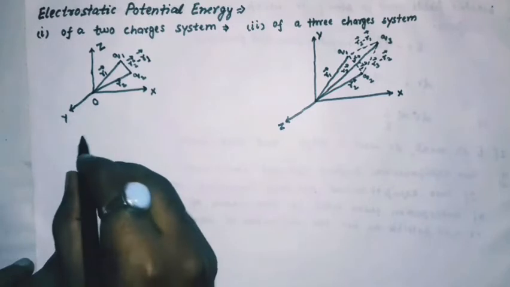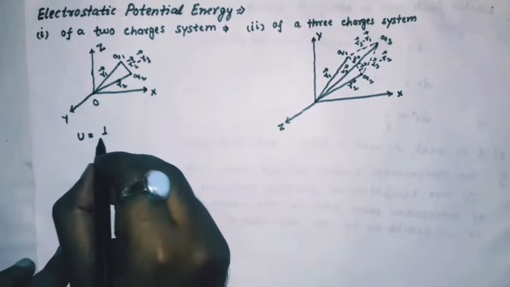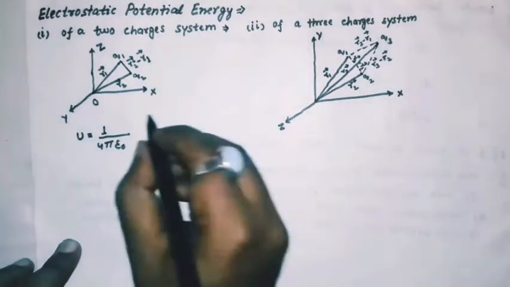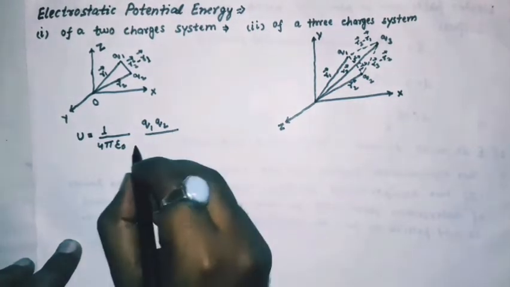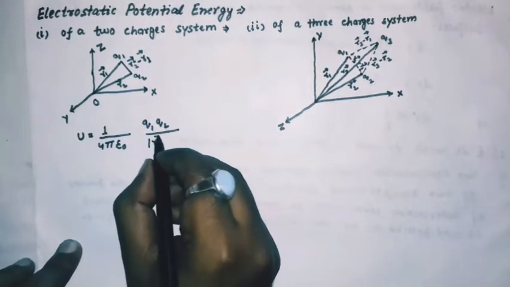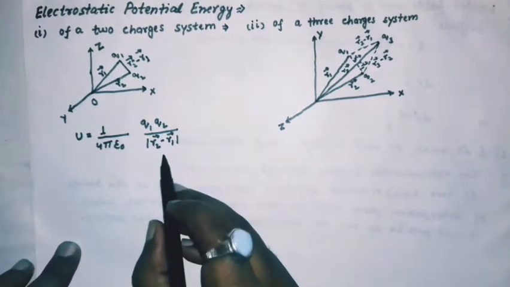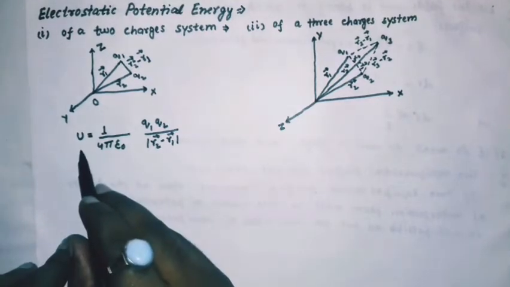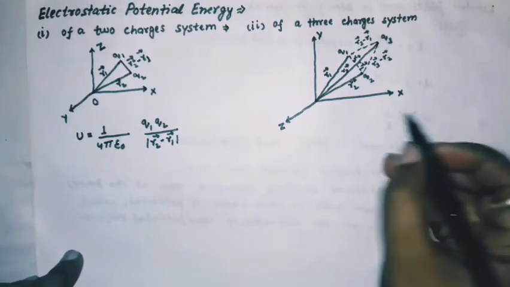and the formula to calculate the electrostatic potential energy in this case that we have already discussed is U equal to 1 upon 4 pi epsilon naught Q1 Q2 divided by the magnitude of R2 minus R1, the resultant vector. So this is the formula to calculate electrostatic potential energy in case of a two charges system.